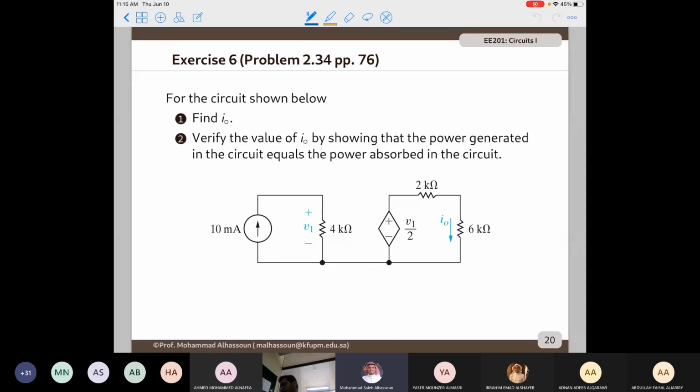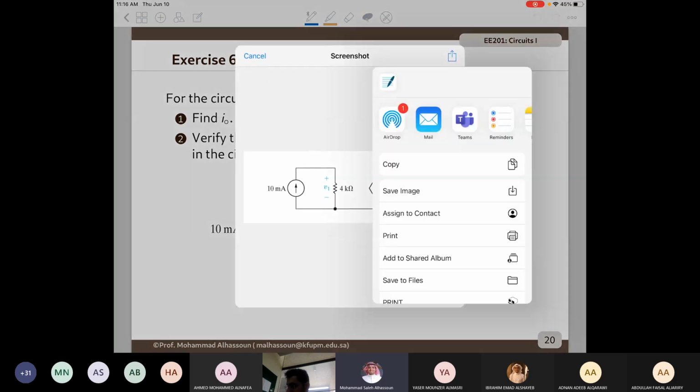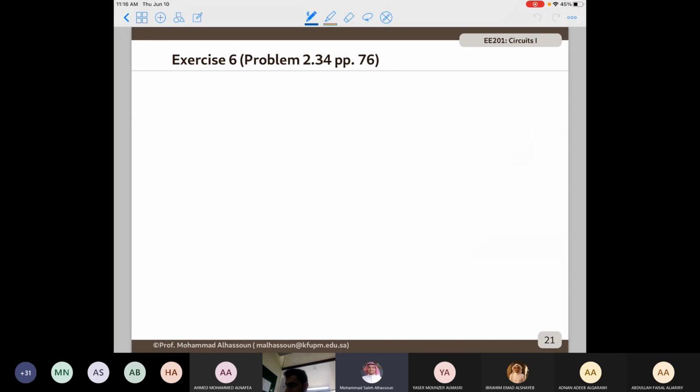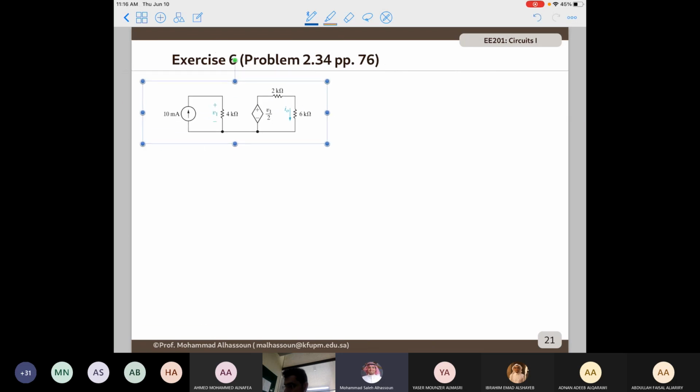Thanks. Okay, very good. So let's try to solve this exercise. In this exercise, we're given this circuit diagram, and we are asked to find I naught. So, anyone want to try? Let's find I naught.